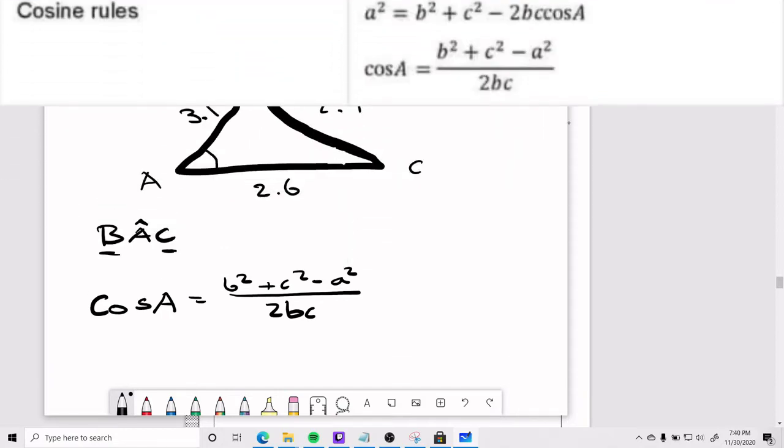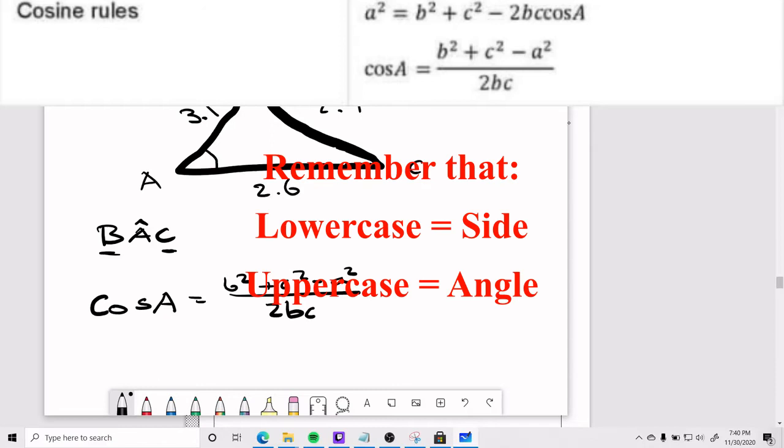And so there are two versions of the formula, which are really the exact same thing. I know it can be a little overwhelming, but they are truly the exact same formula, just that some of the elements have been moved around. The purpose of this is so that in one version of the formula, you have a side that's alone, which is a squared, and in the other one, you have an angle that's alone, which is cosine A. Let us remember that small letters are sides and big letters are angles in terms of these trigonometry formulas.